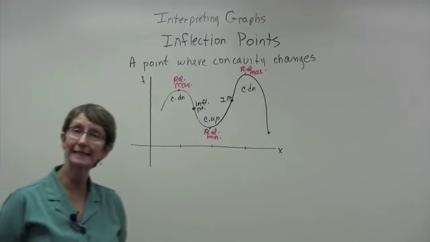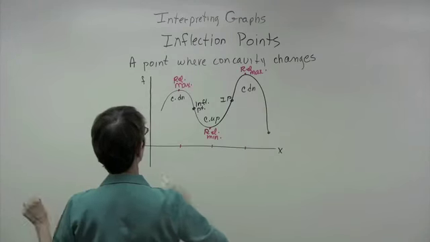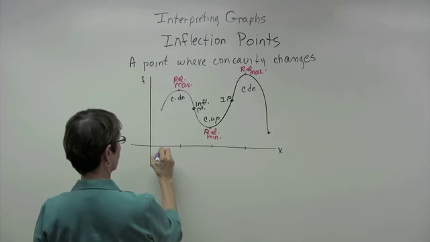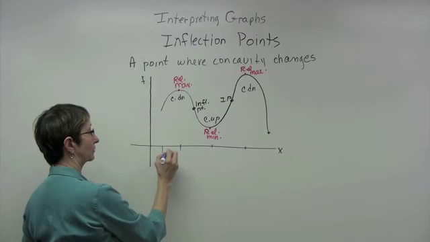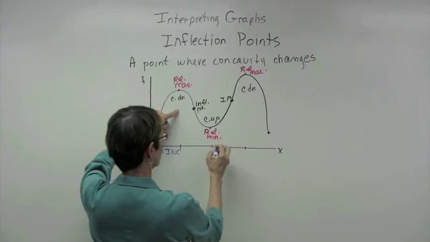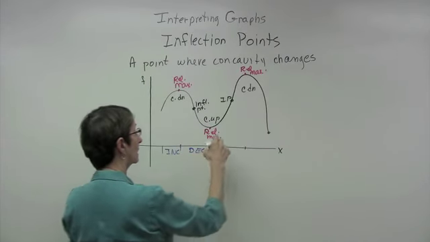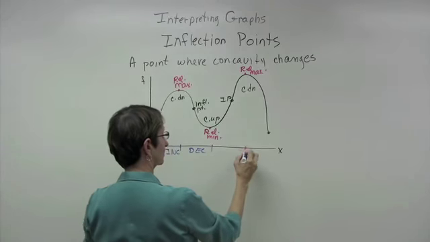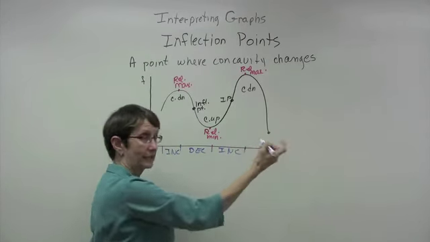I mentioned increase and decrease. So we could say that from here over to here, our graph is increasing. And then from there to this point, it's decreasing. From here to here, we're increasing, and then decreasing again.